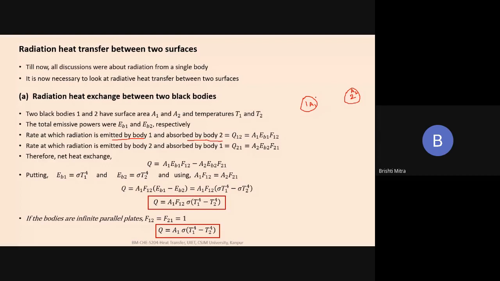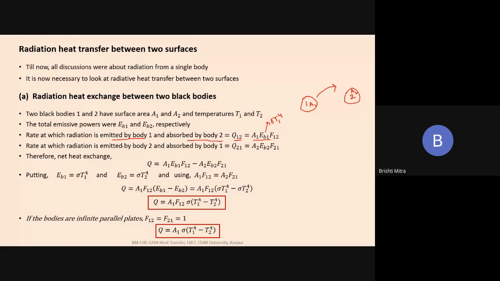So when the radiation is going from body 1 to 2, the rate at which the radiation is emitted by body 1 and absorbed by body 2, which we are calling Q12 because it is going from 1 towards 2, is equal to A1 EB1 F12. Now, EB1, later we will see, will be equal to sigma T1 to the power 4. And till then, we have not written an emissivity out here, because for a black body, emissivity is equal to 1. So Q12 is equal to A1 EB1 into F12.